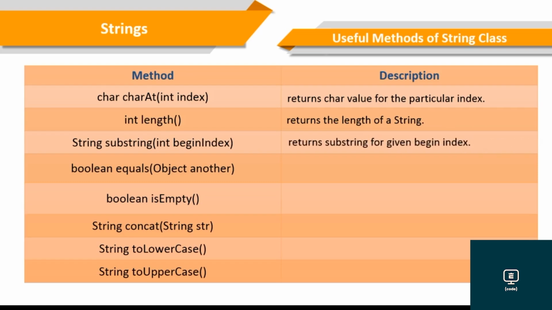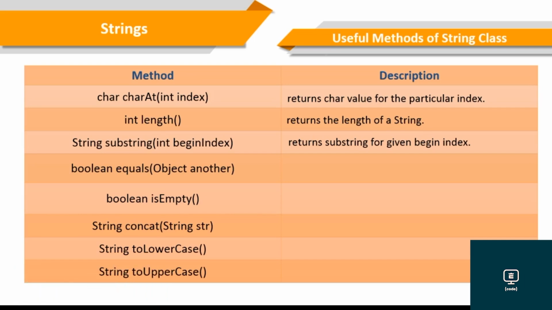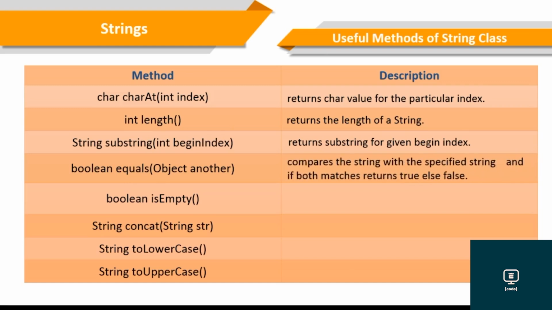The substring method comes with two signatures. If we pass only the beginning index, it returns a substring from the begin index to the end of the string. If we pass the begin index and the end index to the method, then it returns a substring between the starting index and the end index. The equals method compares the string with the specified string and then returns true if the two string objects contain the same contents. Otherwise, it's false.